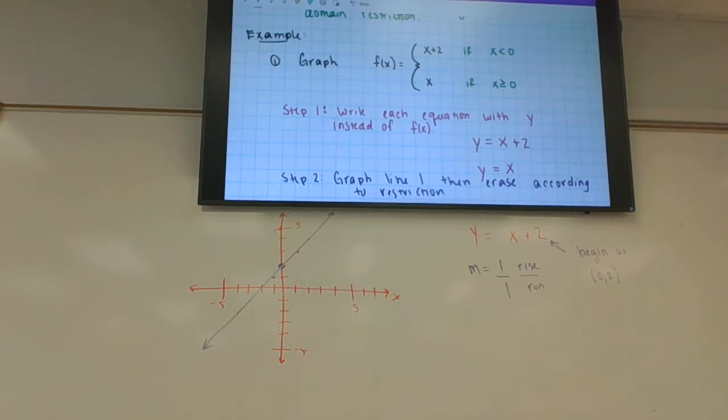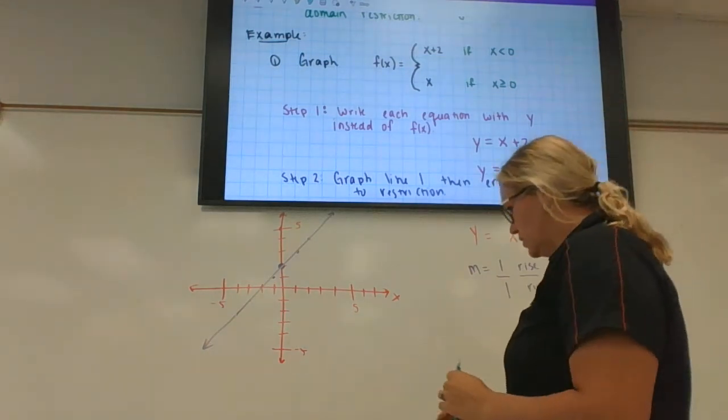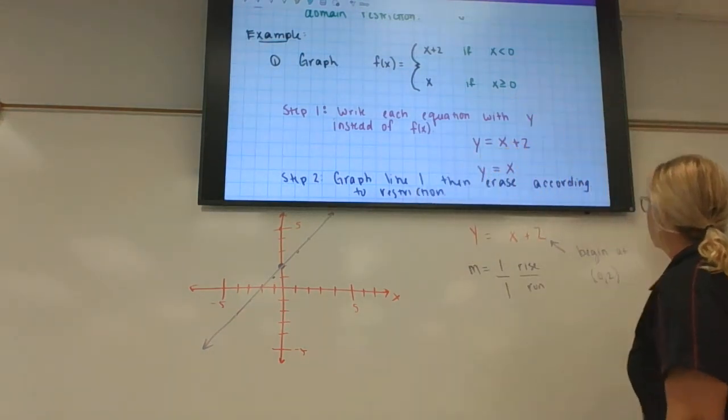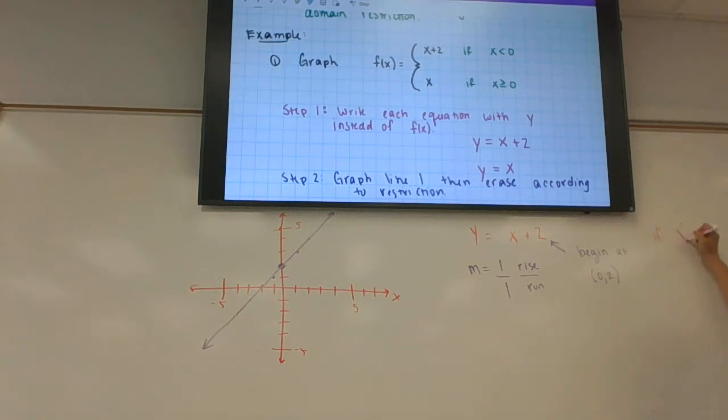I hope you have your eraser ready. Required erasing. So positive slope starting at 2. Okay, so now we're going to consider this restriction. It says if x is less than 0. So that means we're going to have to erase any x greater than 0.